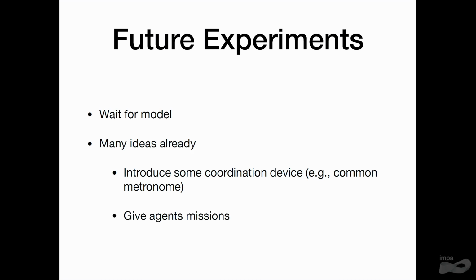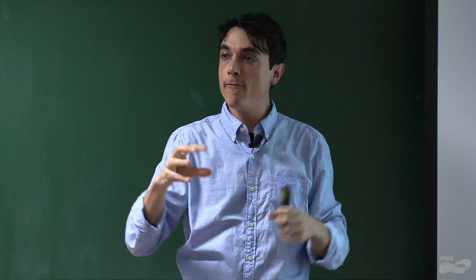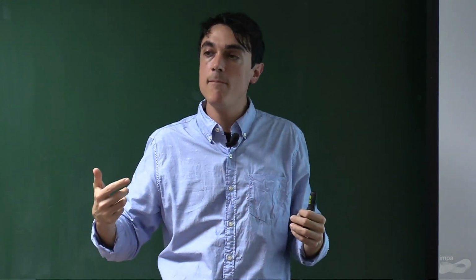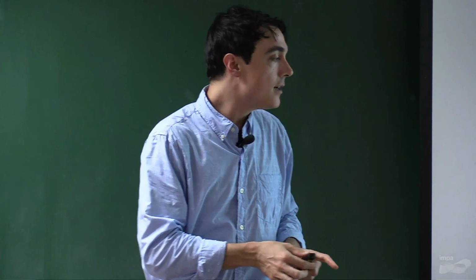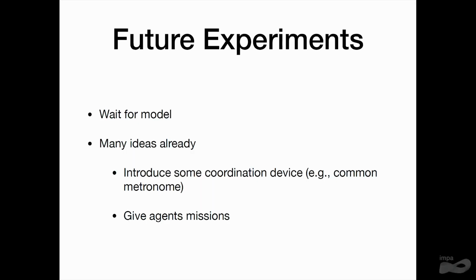So, and of course, now, I mean, the modeling, the theory is really picking itself up. And so, of course, in the plans are future experiments. There's lots of ideas now, too. Some interesting things we could do, like introduce some kind of coordination device. So all the musicians were wearing headphones. Maybe something to do would feed something into everybody's headphones to help them get on the same page. See how that would affect everything. Maybe you can give agents missions. So you tell someone, okay, in the song you got to get everyone to play a certain phrase, to play a certain style.